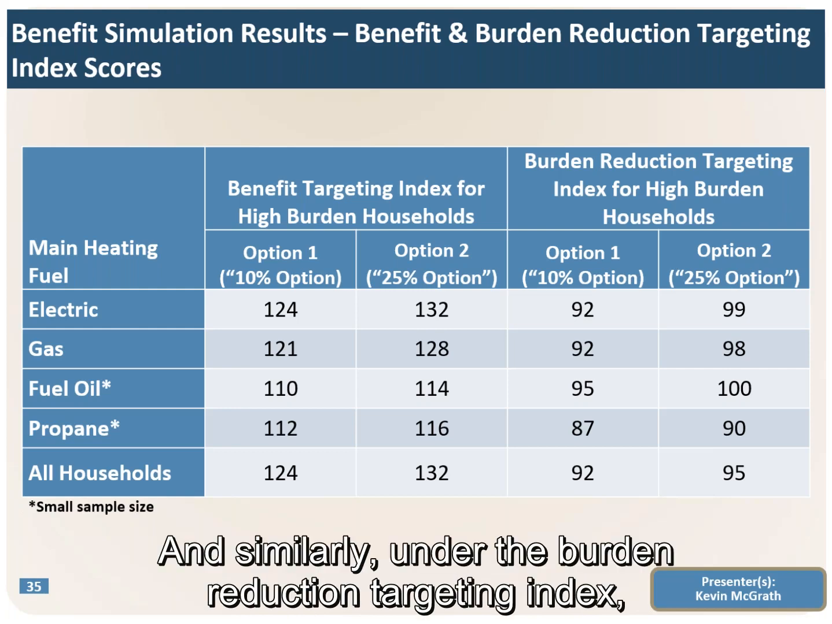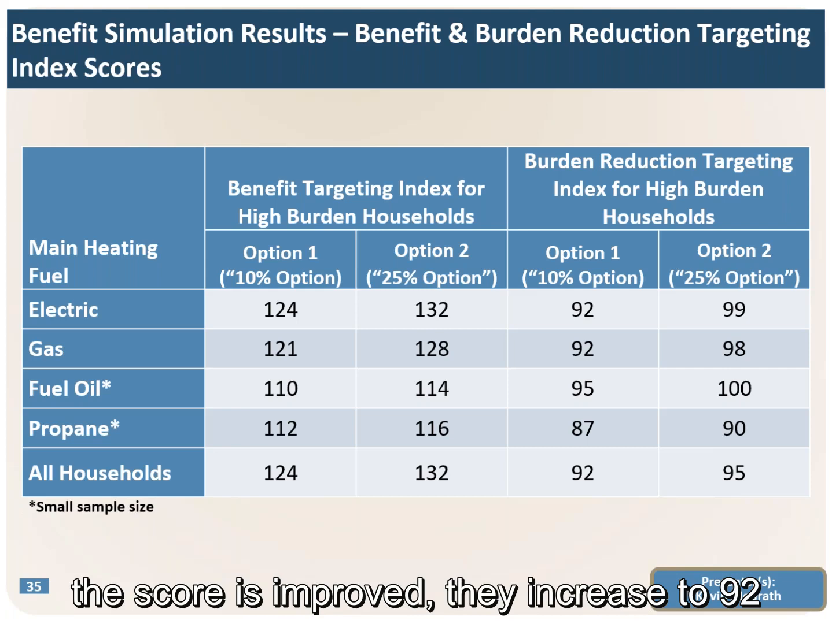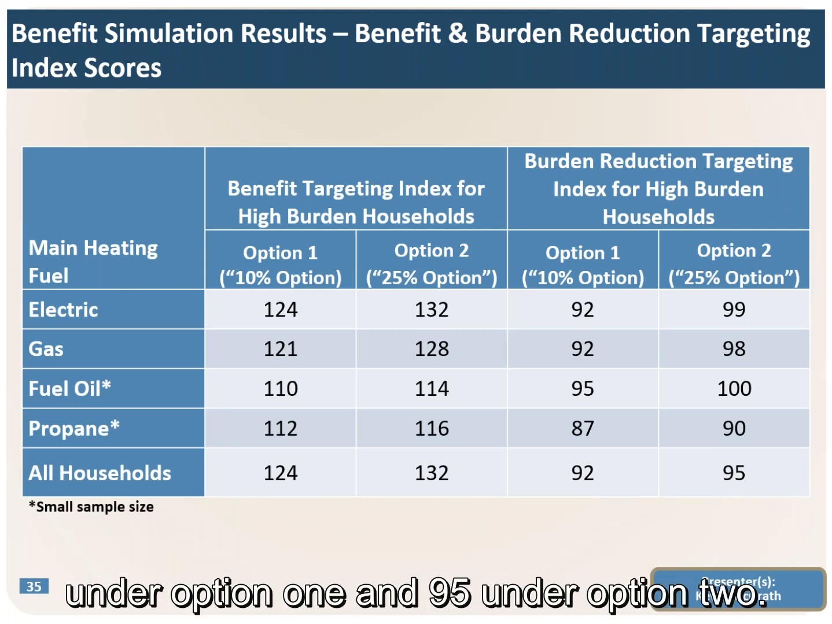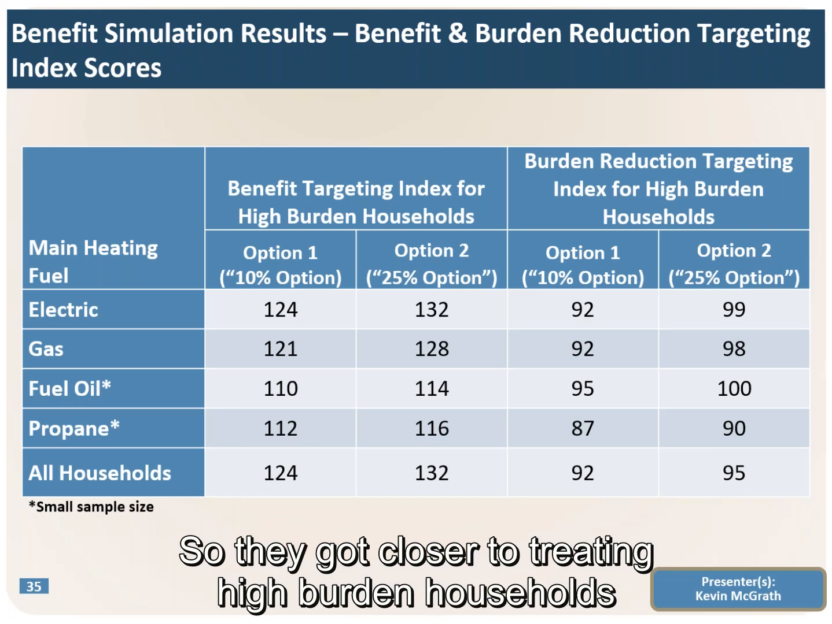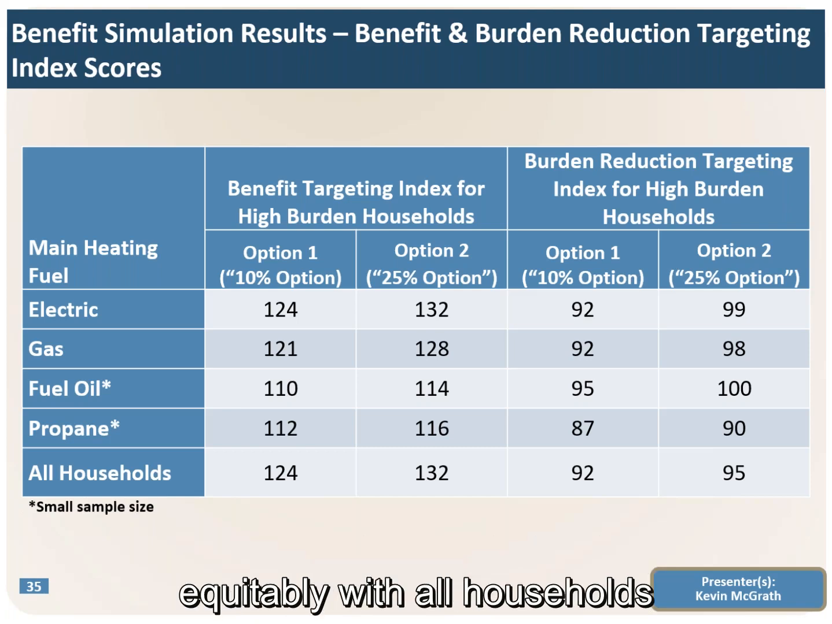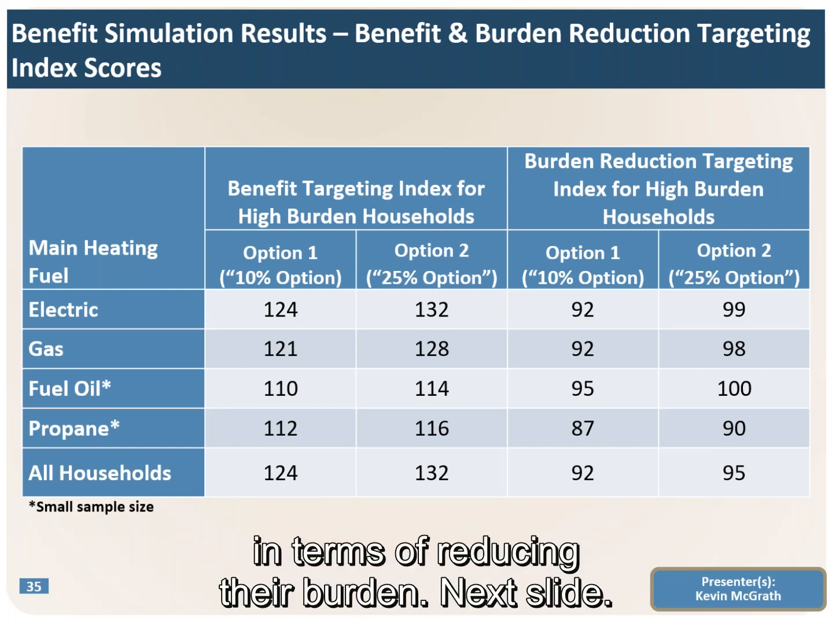And similarly, under the burden reduction targeting index, the scores improve. They increase to 92 under option 1 and 95 under option 2. So they get closer to treating high burden households equitably with all households in terms of reducing their burden.